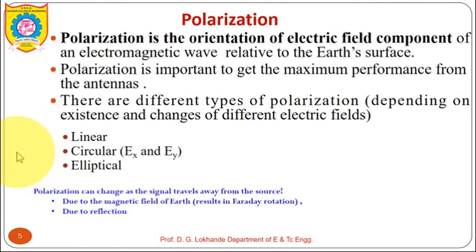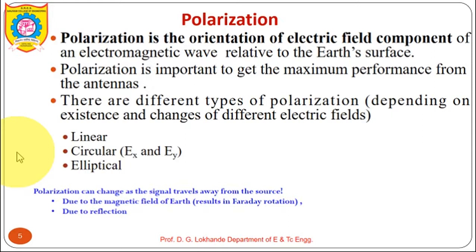Now the next point is the polarization. Polarization is nothing but the orientation of the electric field component of an electromagnetic wave relative to the earth's surface. Polarization is important to get the maximum performance from the antennas. There are different types of polarization we observe, depending on the existence and changes of the electric field. Number one is linear polarization. Number two is circular polarization. Number three is elliptical polarization.